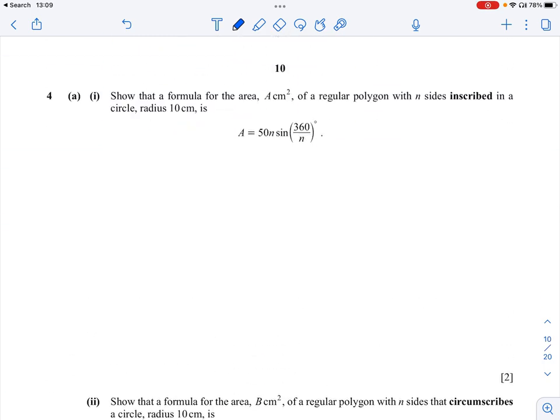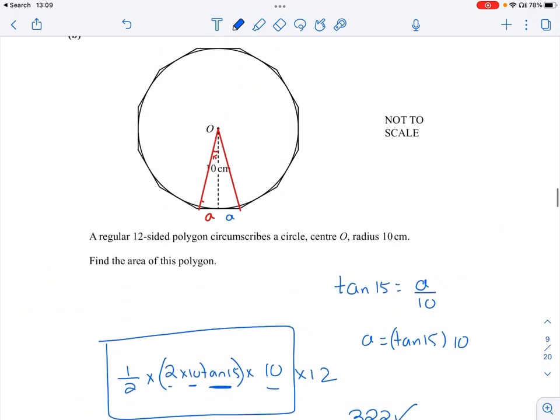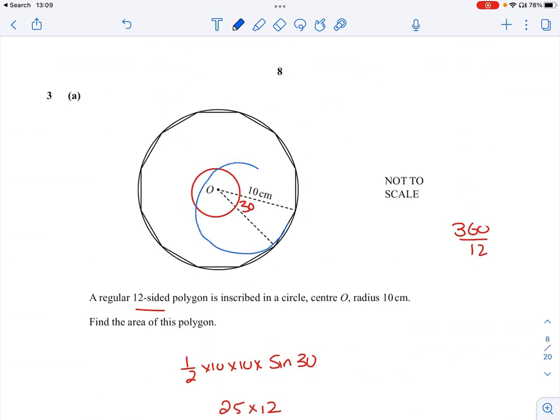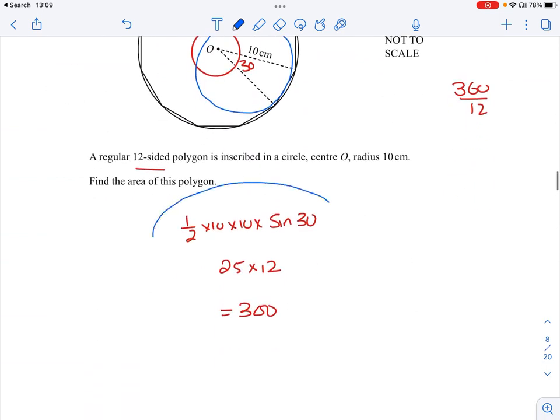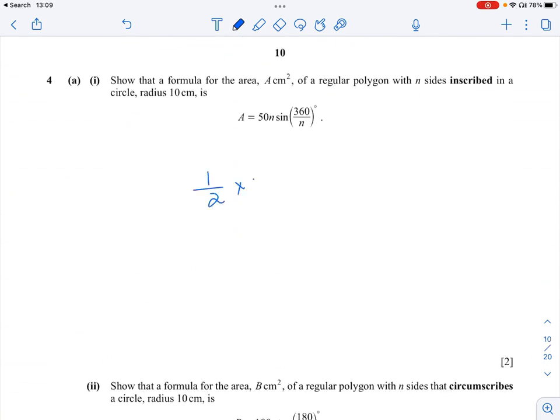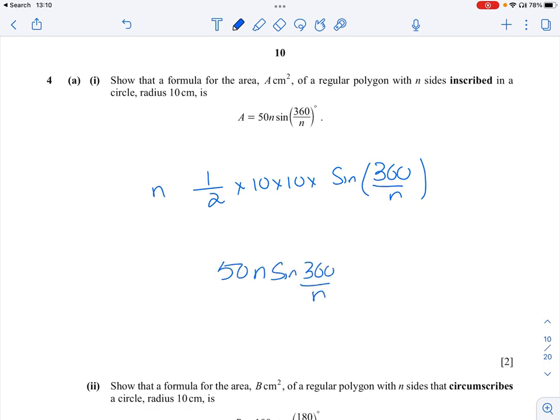Area of a regular polygon with n sides inscribed in a circle. The polygon is inscribed in a circle, so we have to consider this particular thing. So what is the formula? Half times 10 times 10 times sine 30. From where did I get 30? I got it from 360 by 12. If there are n sides, it should have been 360 by n. So the area of such a polygon will be nothing but what? Half times 10 times 10 times sine 360 upon n. That is for one triangle, but there are n such triangles, right? So multiply with n. So it becomes 50n sine of 360 upon n. This is the area of the polygon with n sides inscribed in the circle.